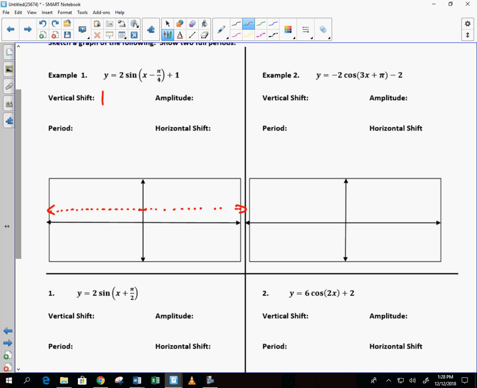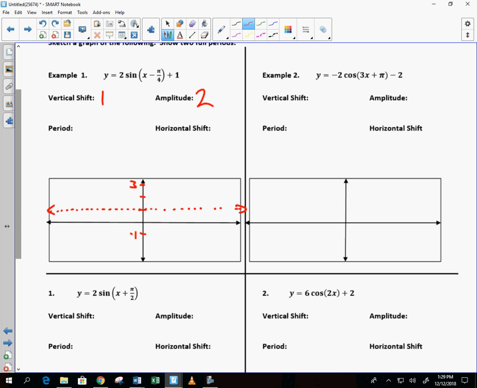Amplitude. 2. If the amplitude is 2, then I go 2 units up and 2 units down. If I go 2 units up, where's that going to bring me to? 3. So the maximum value is 3. What's the minimum value? -1. Courtney, do you see that? So you guys, right now I have the vertical part of my graph determined.